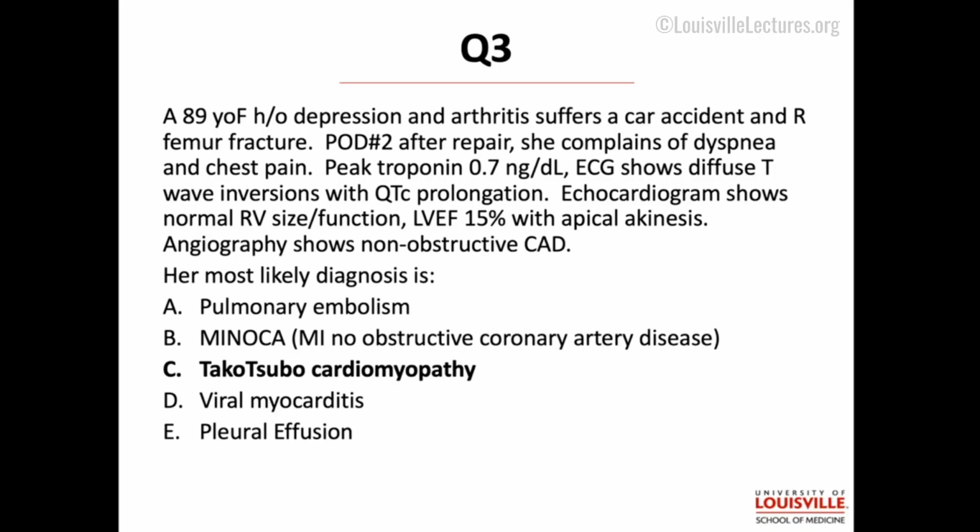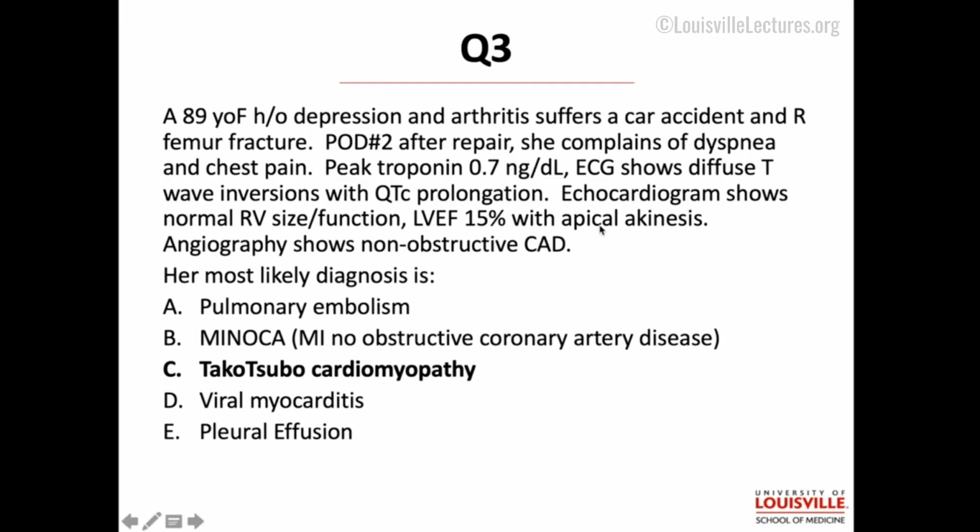A person comes in after trauma, starts to have dyspnea and chest pain in the hospital, has some troponin elevation. You've all been called for this patient with the consult. The ECG shows some classic findings: diffuse T-wave inversions and QT prolongation. Notice nothing is said about ST elevations or depressions.